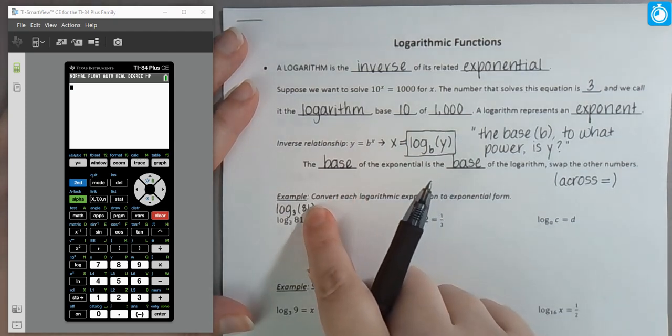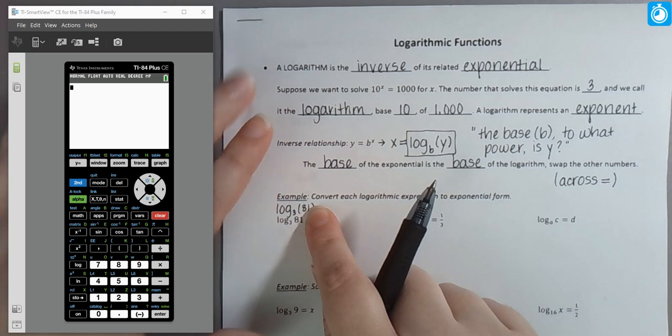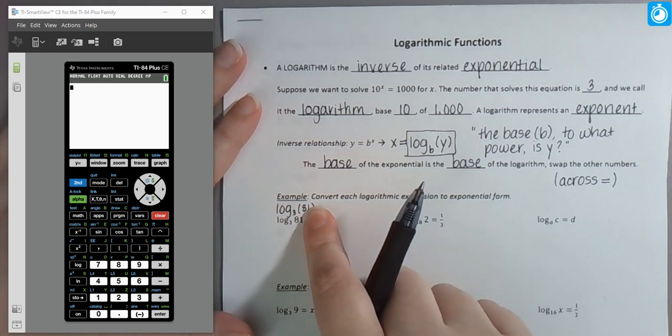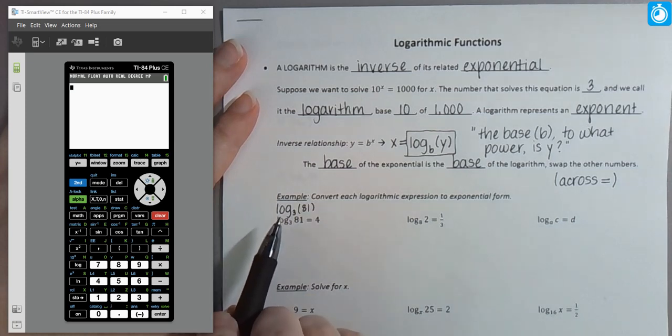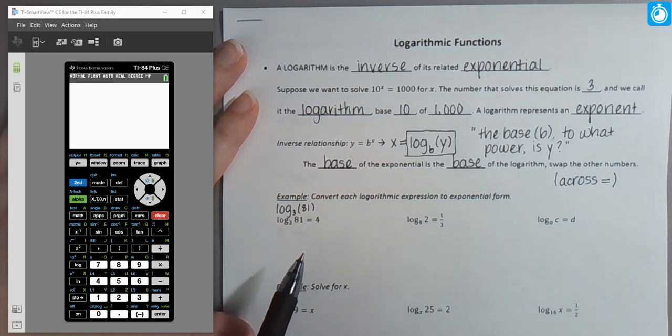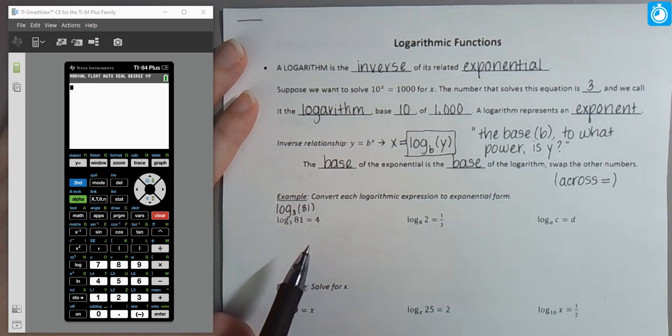So what if I just saw this, the log base 3 of 81? What is this saying? It's asking the question, 3 to what power is equal to 81? Well, 3 to the 4th power is equal to 81. So the log base 3 of 81 is equal to 4. Now, how would we write that statement in an exponential form, though?